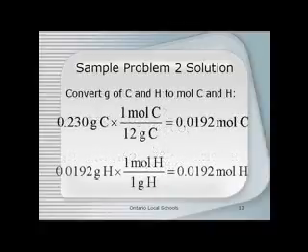Now that we have our grams of carbon and hydrogen, we're going to convert to moles. So 0.230 grams of carbon times 1 mole of carbon over 12 grams of carbon gives us 0.0192 moles of carbon. 0.0192 grams of hydrogen times 1 mole of hydrogen over 1 gram of hydrogen gives us 0.0192 moles of hydrogen.